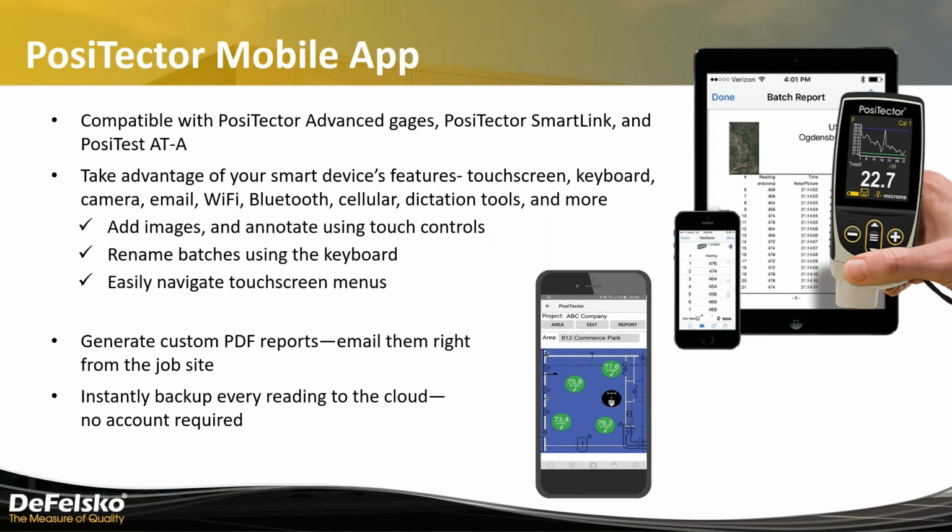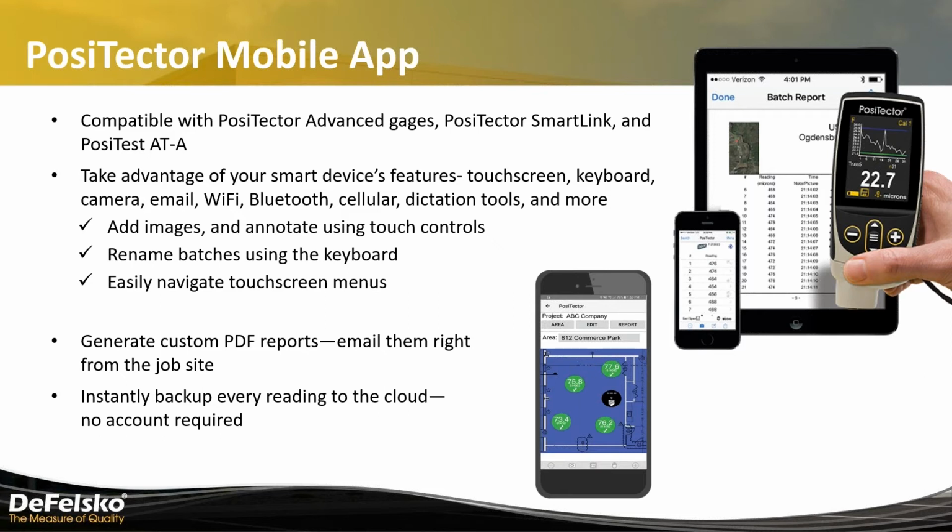Then we have the PosiTector mobile app, which is compatible with any Bluetooth low energy enabled devices of ours. So the advanced PosiTector gauge bodies, PosiTector SmartLink, and the new generation of PosiTest ATA, automatic adhesion tester. This allows you to take advantage of your smart device's features. So typing out notes and things on your touchscreen keyboard. Maybe you need to take a picture of the part, add it to the report. It just makes it very easy because it's the same intuitive design that you use every day on your mobile device.